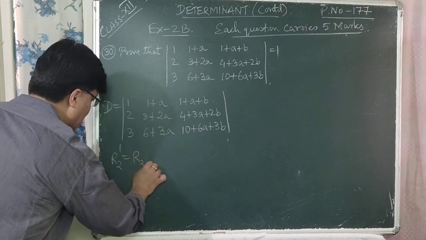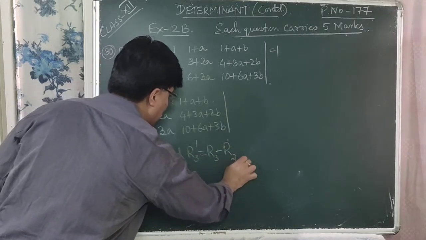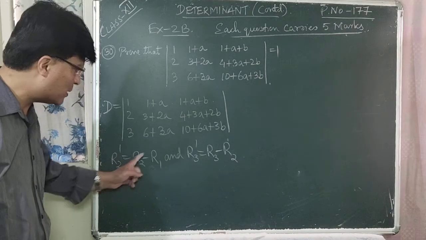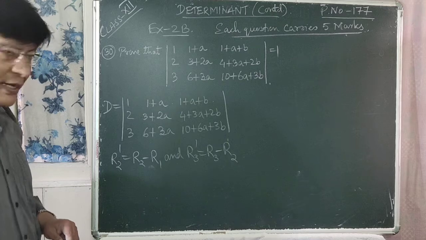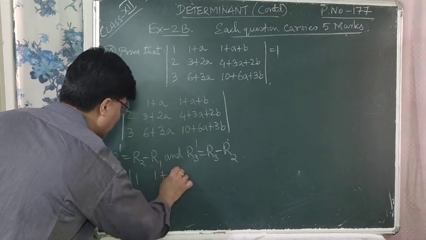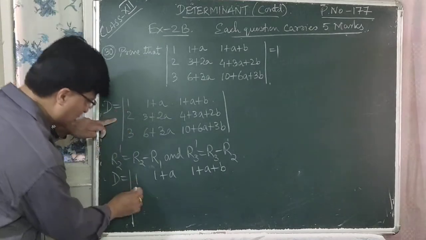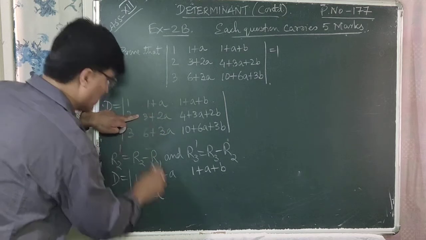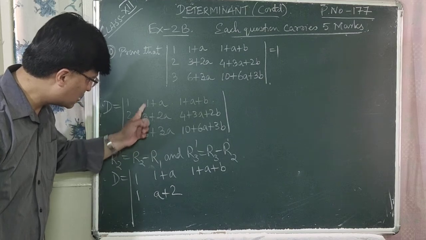R2 dash is equal to R2 minus R1 and R3 dash is equal to R3 minus R2. R2 dash means row 2 is changing, it becomes R2 minus R1. R3 dash means row 3 is changing, it becomes R3 minus R2. So let us write down. D is equal to, the first row remains the same: 1, 1 plus A, 1 plus A plus B. Now the second row is changing. 2 minus 1 is 1. 3 plus 2A minus 1 minus A: 2A minus A is A, and 3 minus 1 is 2.